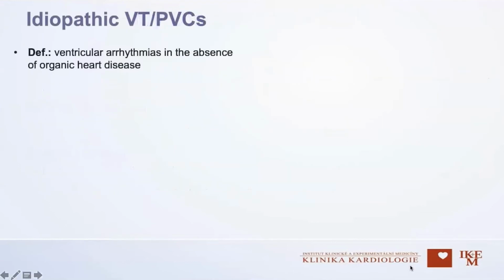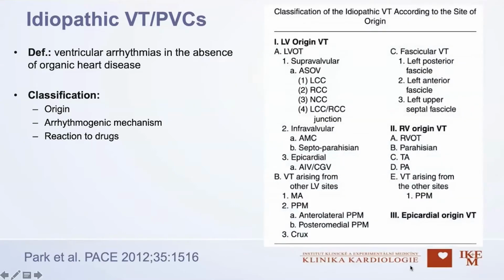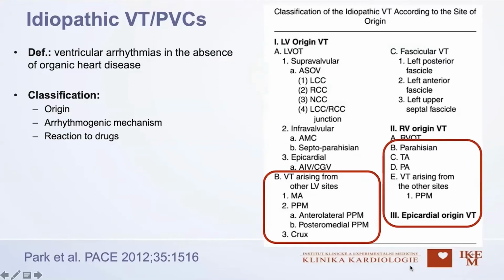And you already heard that idiopathic VTs or PVCs are arrhythmias in the absence of organic heart disease, and we can classify them according to the origin, arrhythmogenic mechanism, or reaction to drugs. And there are many sites of origin. You already heard talk about origin in the outflow tract, whether it's right or left. And we will talk now about the VTs arising from other LV sites or from other RV sites. And we will not talk about fascicular arrhythmias because that's another lecture.